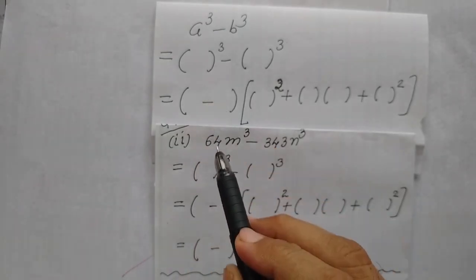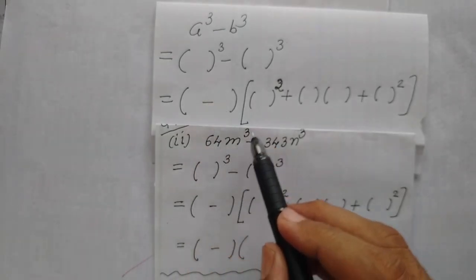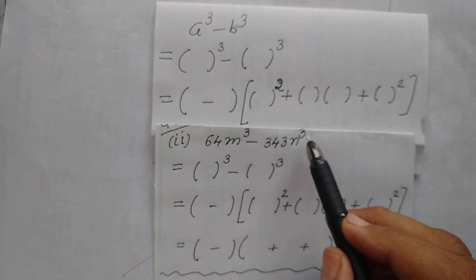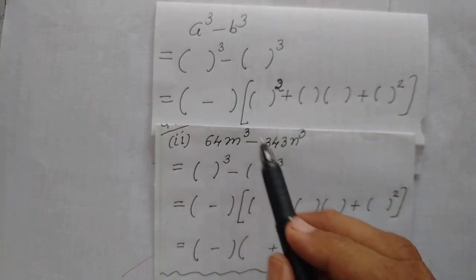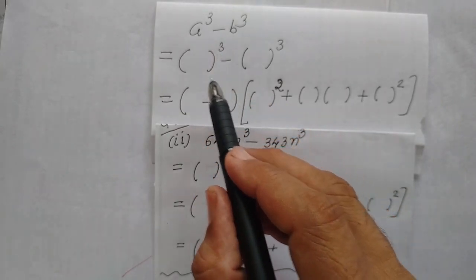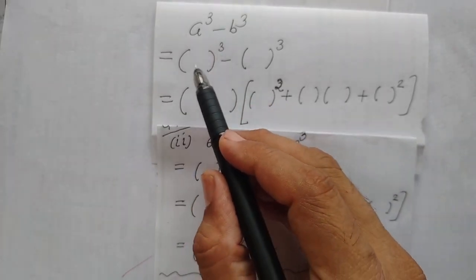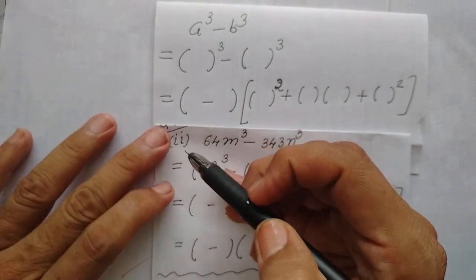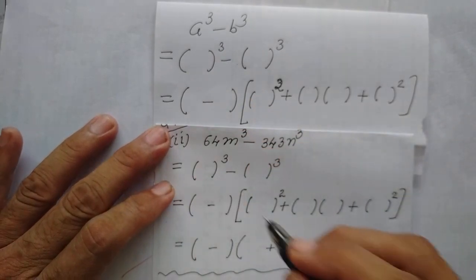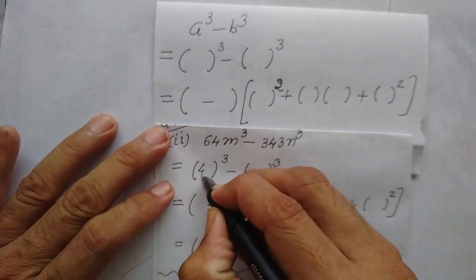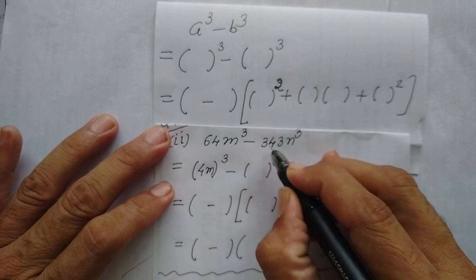Now children, the question is this: 64m cube minus 343n cube. It is like this form, children. I already taught for the plus sign. So nothing new, children, you just have to fill in the gaps. 64, so it will be 4m.